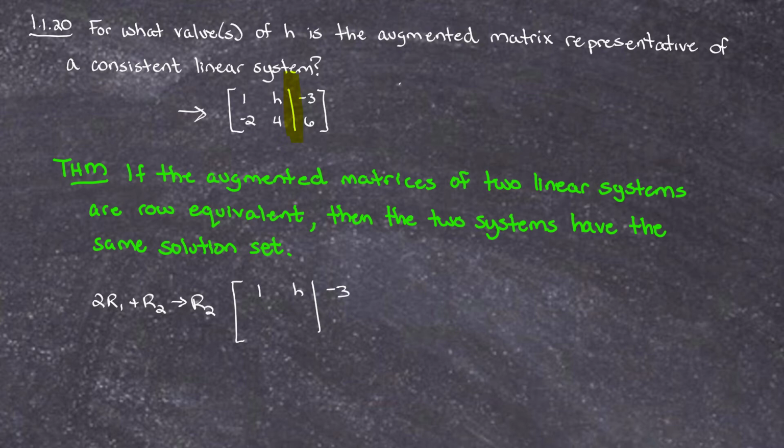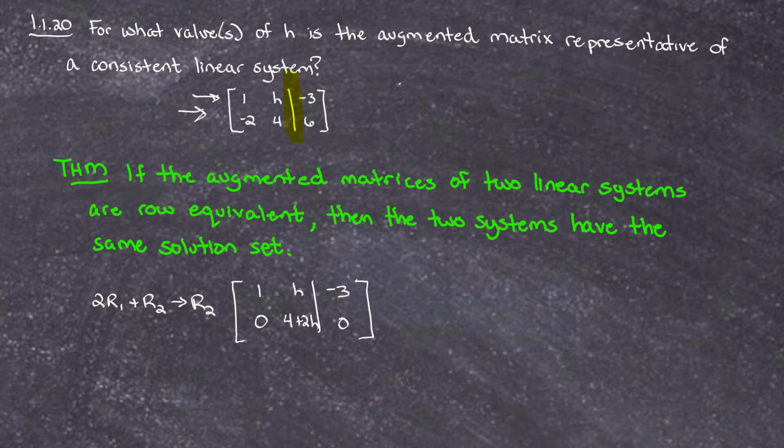So if I take twice row 1 and add it down to row 2, you'll get 2 times 1, which is 2, plus a negative 2, which is 0. You get 2 times h, which is 2h, plus 4, which is 4 plus 2h. And then 2 times a negative 3, which is a negative 6, plus 6, which is 0.